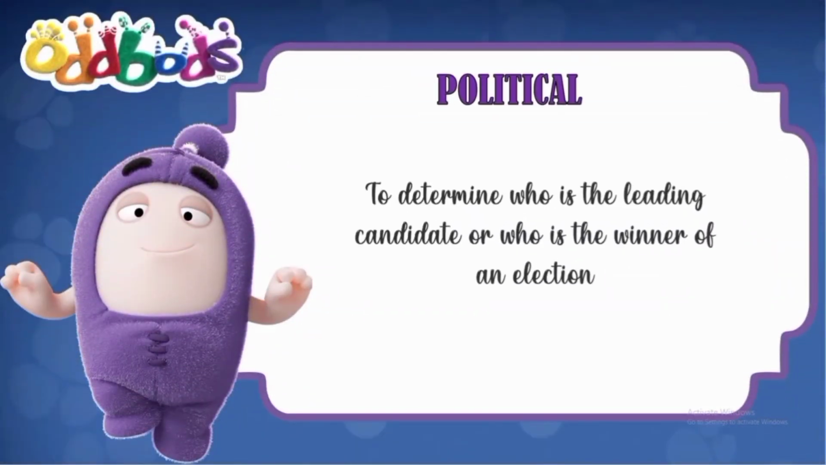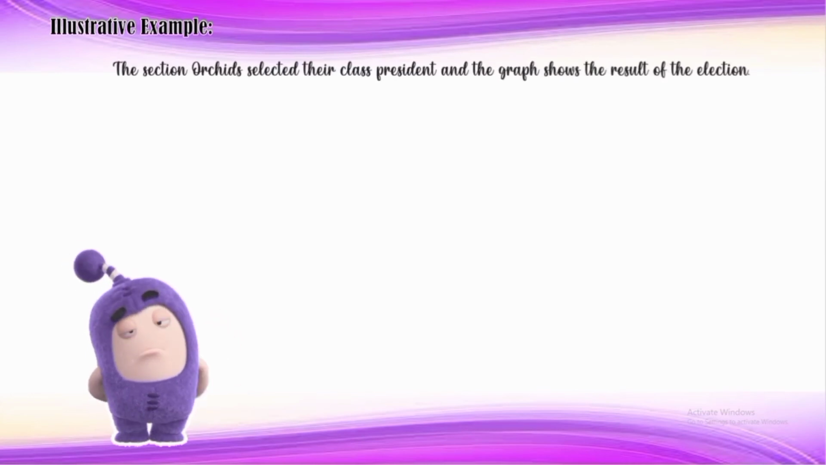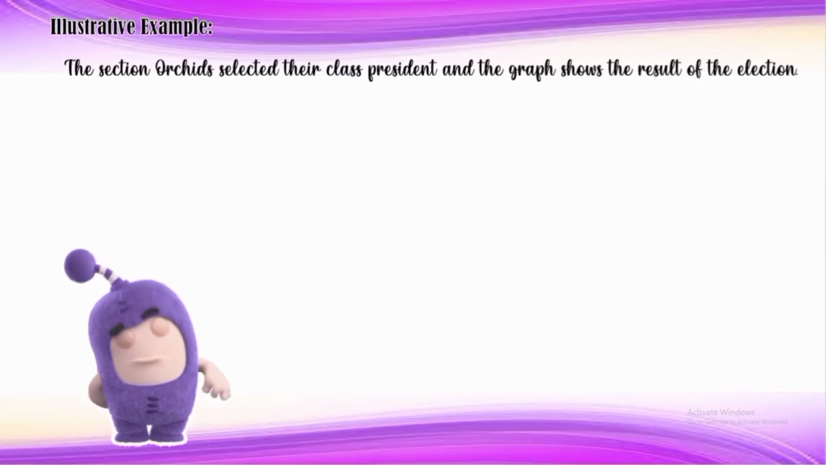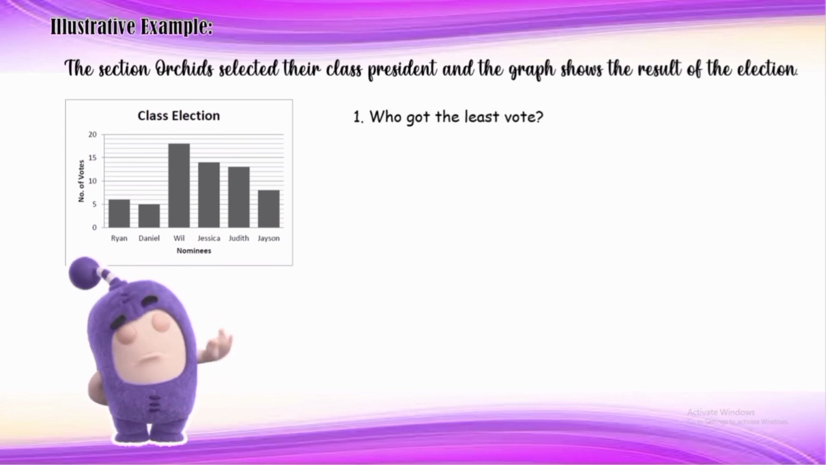Political. To determine who is the leading candidate or who is the winner of an election, let's have an illustrative example. The section Orchids selected their class president and the graph shows the result of the election. Now here are the following questions. Number 1, who got the least vote?